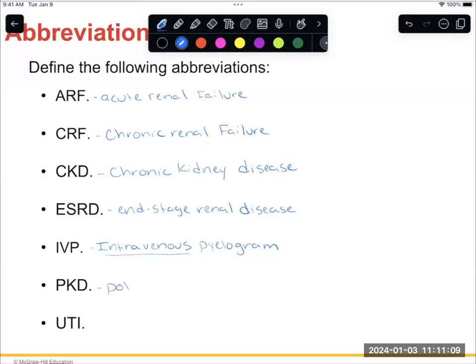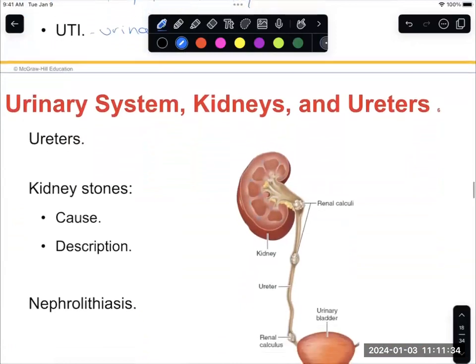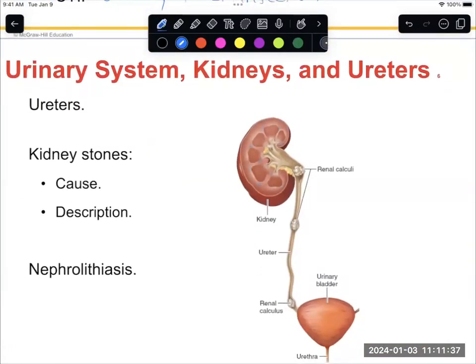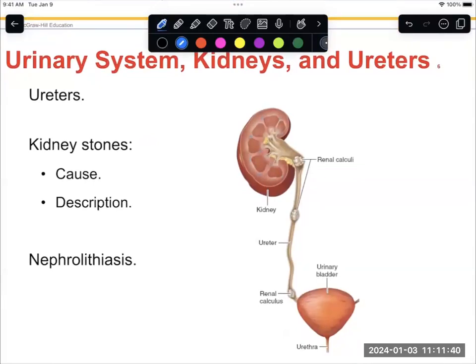PKD, polycystic kidney disease. And then UTI is that urinary tract infection. So let's keep working our way down. The ureters connect the kidney with the bladder. Kidney down to the bladder.